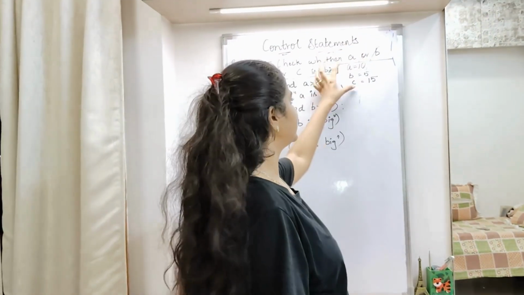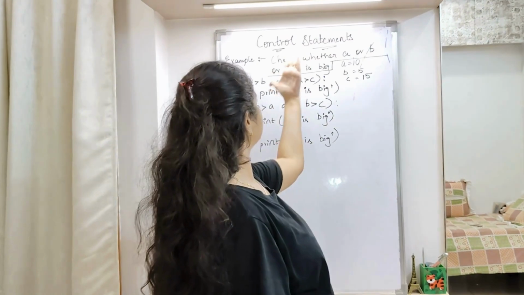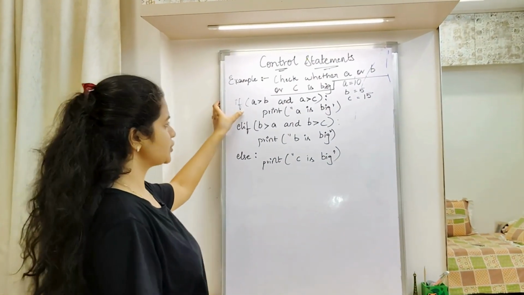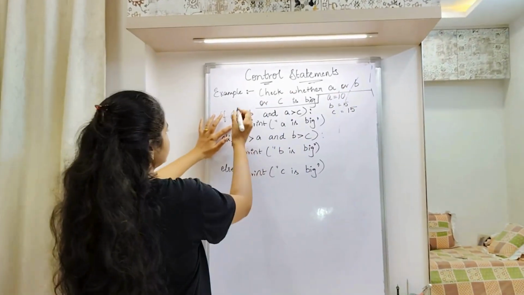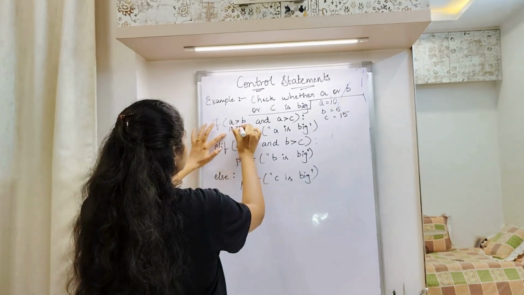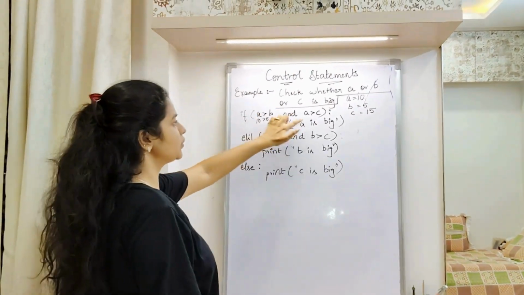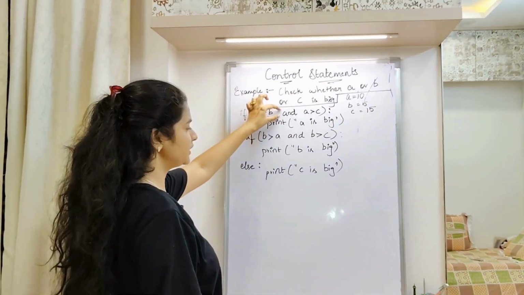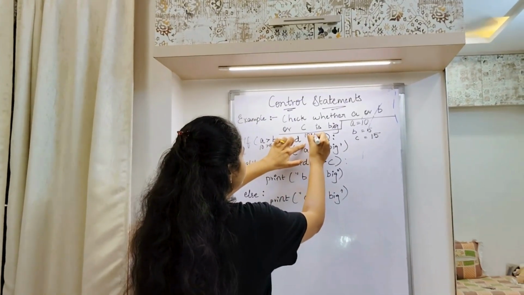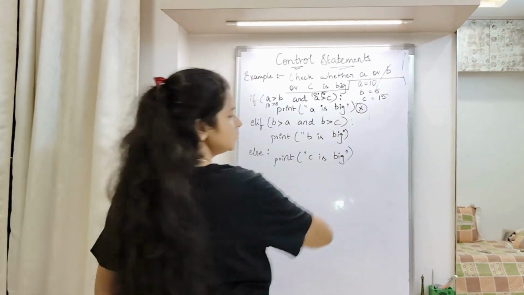So here I have taken A equals 10, B equals 5 and C equals 15. Let's see how the conditions work. It will check first, A is 10. So 10 is greater than B, which is 5. Yes, but we have to check the other condition because there is the logical AND operator. So 10 is greater than 15? No. So this will not be executed.